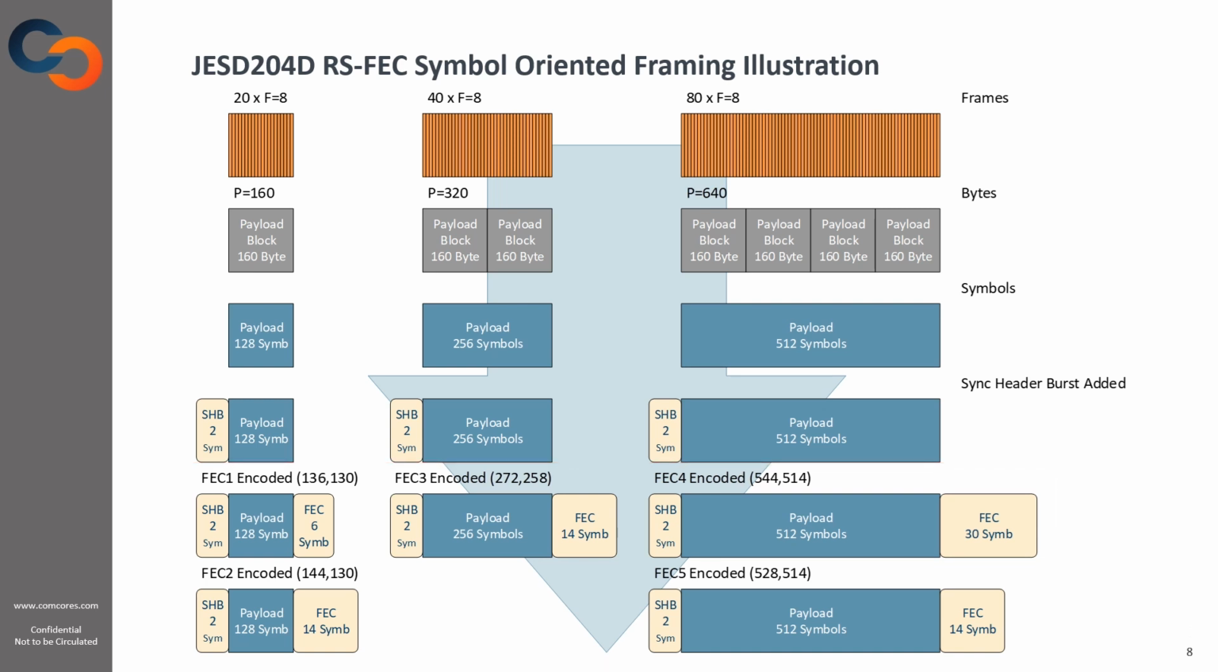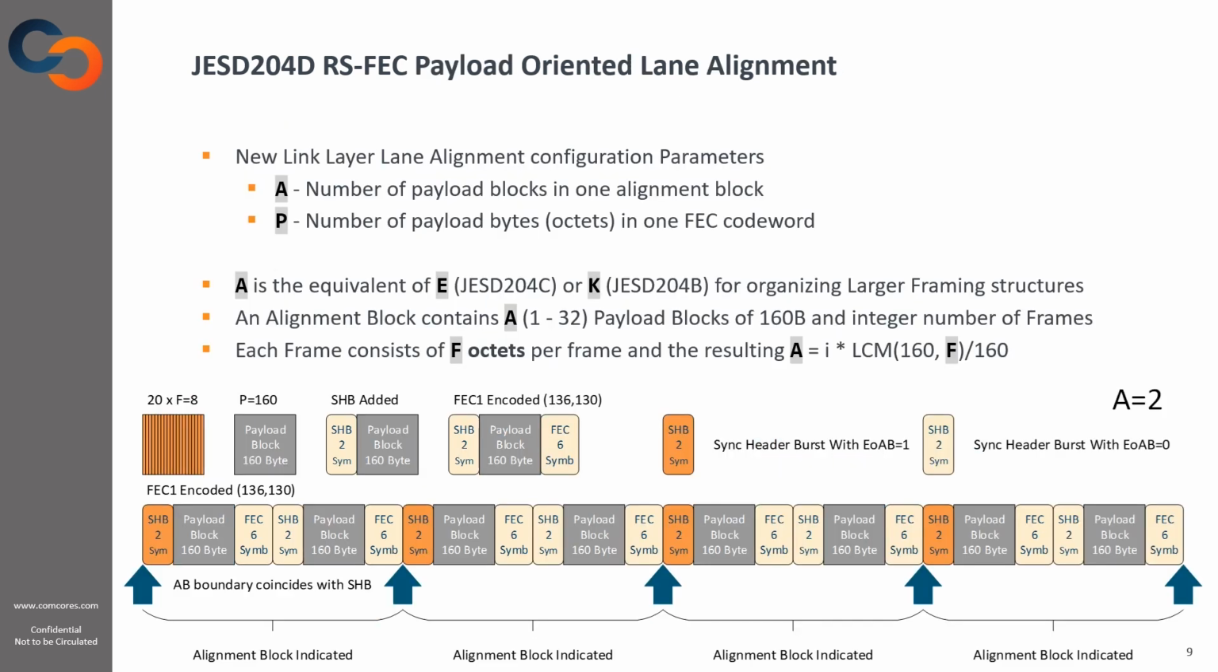These FEC code words are then sent across the serial link into the receiver, where the receiver will look for the pattern of the sync header burst to align to the FEC code word before passing the data to the FEC for processing. Now let's discuss lane alignment and how that might be handled.